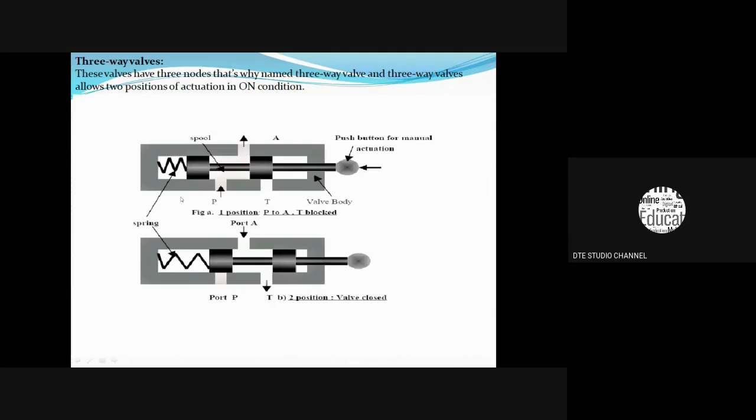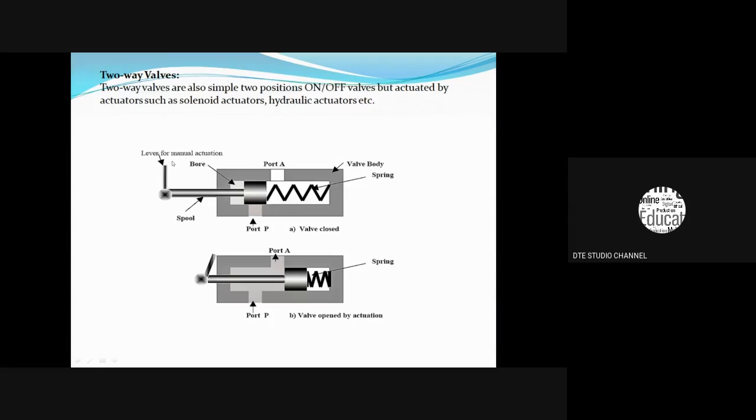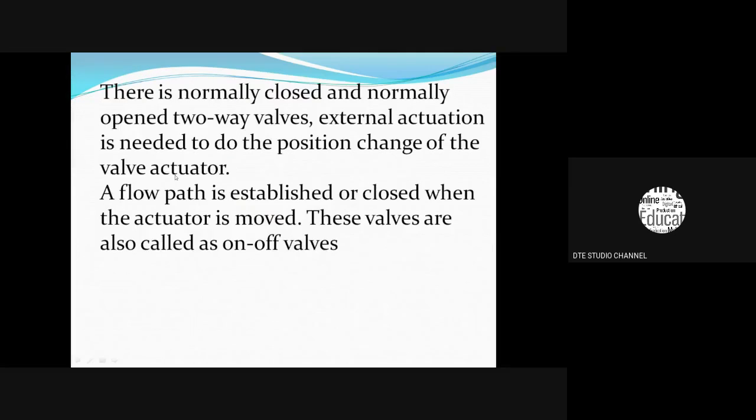Just to change the position of plugs, or for moving a spool, the hand lever is operated. A flow path is established or closed when the actuator is moved. In the first position, the pressure port is closed. In the second position, by operating the hand lever, the pressure port is opened.